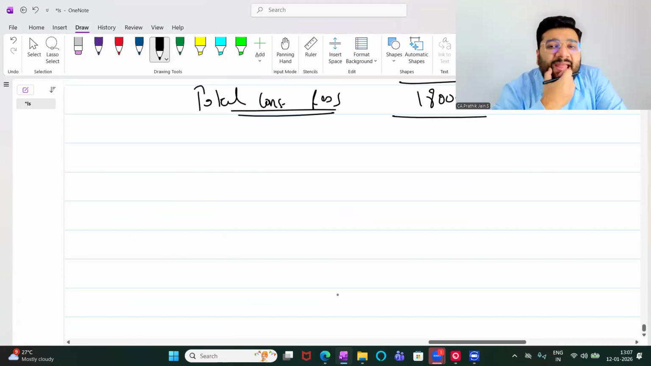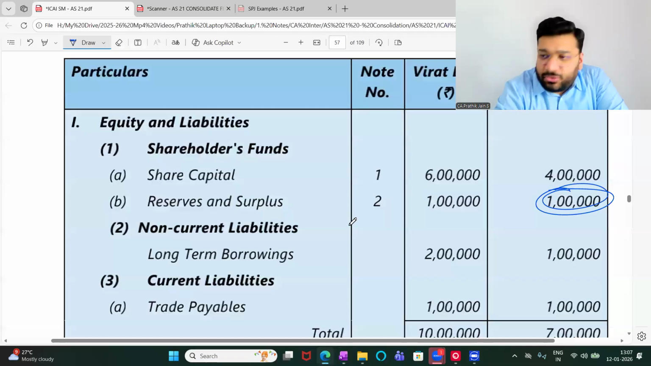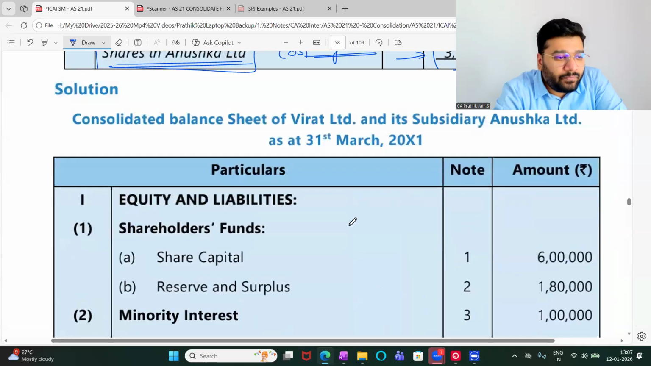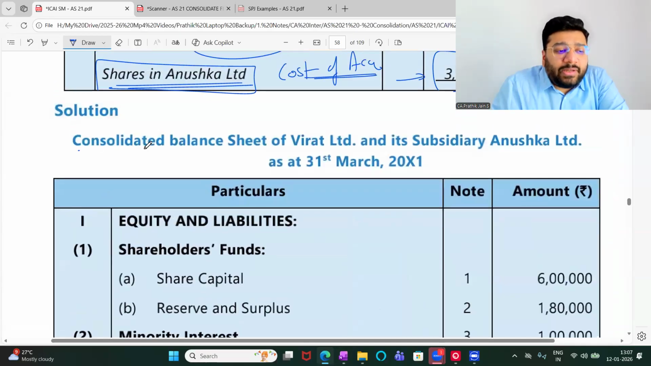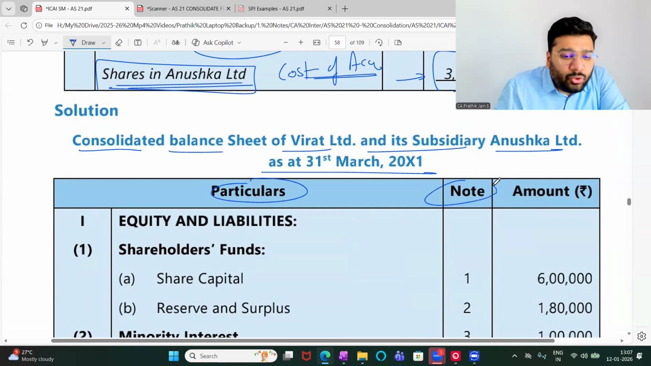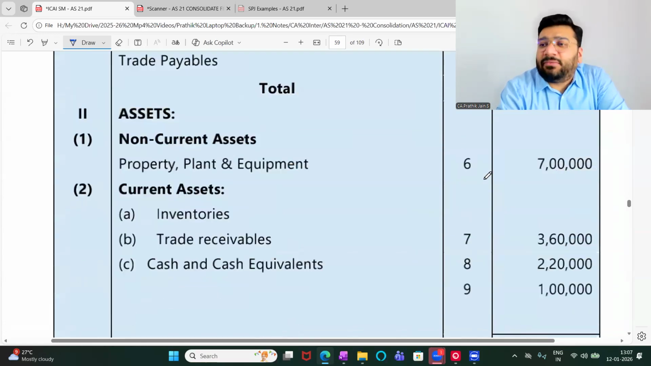Now the consolidated balance sheet. Now here what they've done, I'll tell you. Listen. This is the heading: consolidated balance sheet of Virat Limited and its subsidiary Anushka Limited as of 31st March 2001. This is how the heading has to be written. Particulars, note number, amount. Here they've given a note for every item. When you prepare the CBS in real life also, you have to give a note for every item.